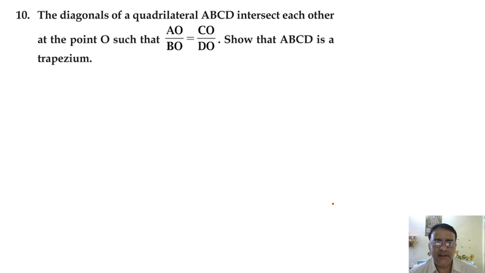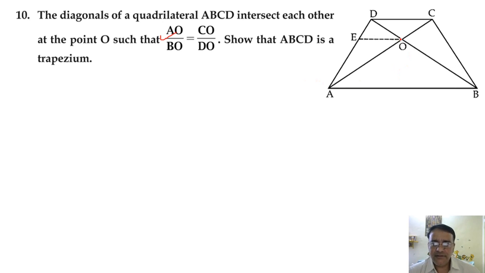The diagonals of a quadrilateral ABCD intersect each other at the point O such that AO upon BO is equals to CO upon DO. Show that ABCD is a trapezium. So this is the converse of the 9th question. Okay, 9th question में trapezium दिया हुआ था और ये proof किए थे. Now this is given and we have to show that ABCD is a trapezium. So we'll draw one rough diagram. Now here we will do one construction. Draw OE parallel to AB.